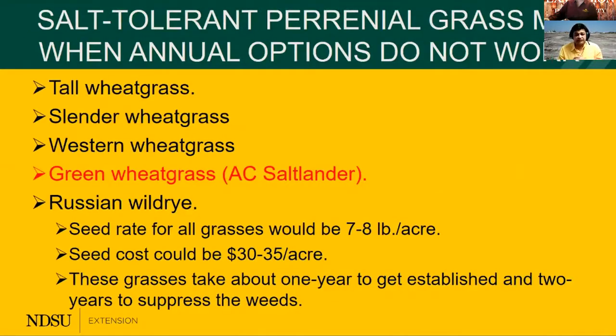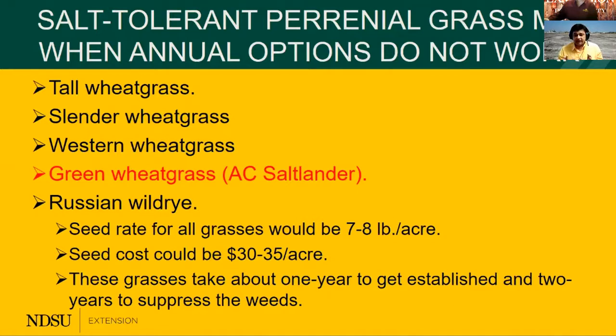And here's that mix, which I have been using very successfully. I would highly recommend it. Tall wheatgrass, slender wheatgrass, western wheatgrass, green wheatgrass, or AC Saltlander, which stands for Agriculture Canada. Very good grass, but it's a mix of bunch and quickgrass. So if you're planting this mix close to a native pasture and you cannot spray Roundup, for example, then discard this grass from the mix because it could be a problem for you. Otherwise, it's very good. Russian wild rye.